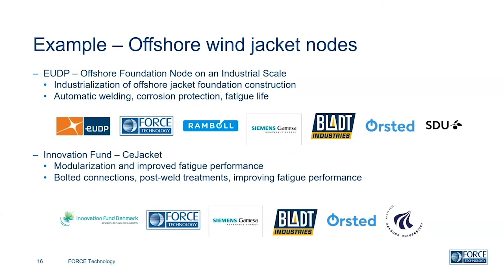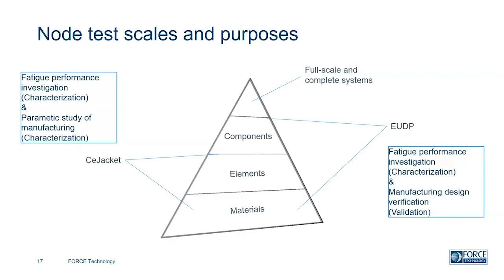So just to come towards the wrap up on this program now, with a quick example of what we've done, for example, with offshore wind jacket nodes, where we've looked at offshore wind jacket nodes in two different publicly funded research projects, joint industry projects with a number of industry partners working within offshore wind. So we've covered within these two programs pretty well the different testing sizes, the different testing scales. Within the EUDP project, the first project on the list, that project was looking at the industrialization, and can we industrialize the manufacture of offshore jacket nodes.